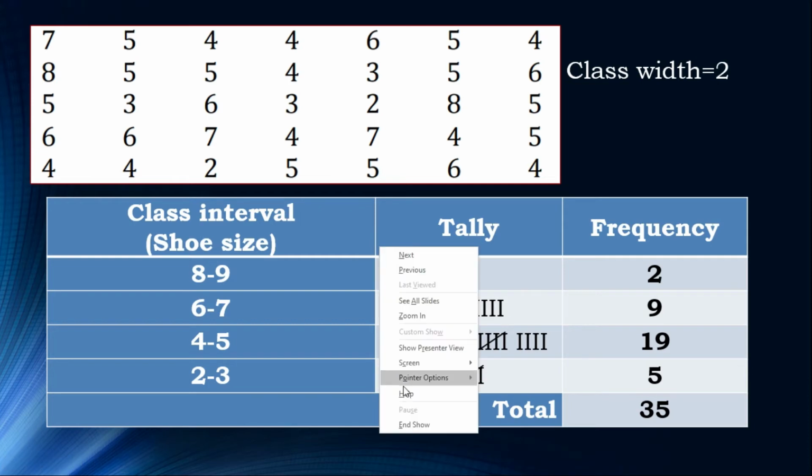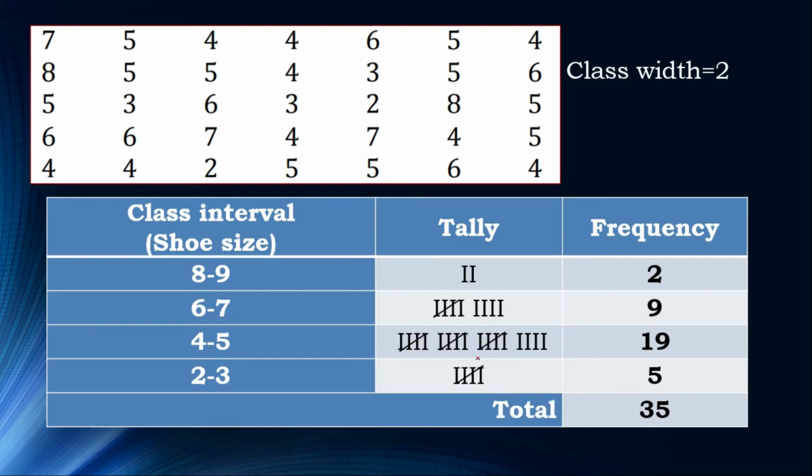So tulad ng ginawa natin kanina, magbibilang tayo ng ating mga class intervals, kung ilan ba yung kanilang frequency. So let's start with 8 to 9. So hanapin lang natin 8 and 9. So 1, 2, since 8 lang yung highest, syempre 8 lang din pala yung kukunin natin. Hahanapin natin. So meron tayong 2 na tally at 2 din yung ating frequency.